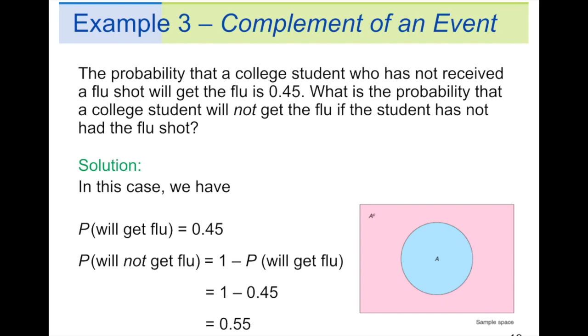The probability that a college student who has not received a flu shot will get the flu is 0.45. What is the probability that a college student will not get the flu if the student has not had the flu shot? So in this case, we have the probability of getting the flu is 0.45, so the probability you will not get the flu is 1 minus that. So 1 minus 0.45 is 0.55.